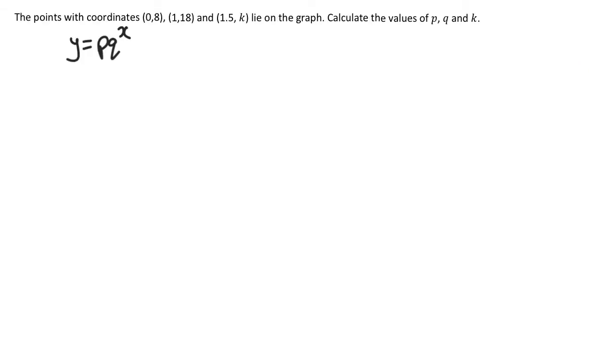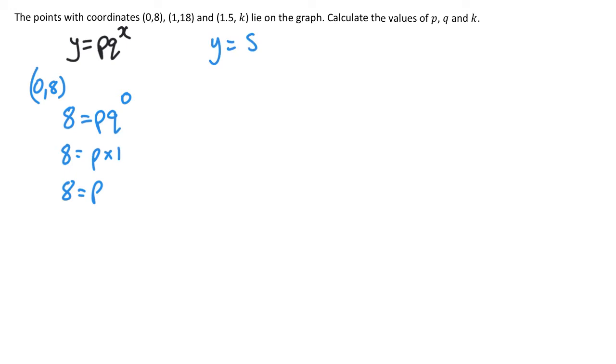So whenever we look at the first point, which was (0, 8), what we've got is that 8 is the y value, so we're going to have y, or 8, equals p q to the power of 0. And what we know is that anything to the power of 0 is 1. So q to the power of 0 is 1. So we'll have 8 equals p times 1, which is really just p. So then 8 equals p. So our equation now has become y equals 8 q to the x.